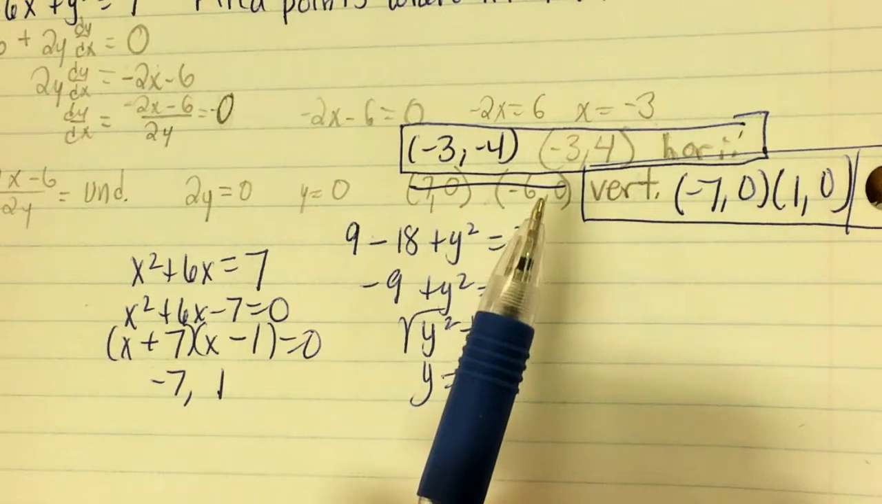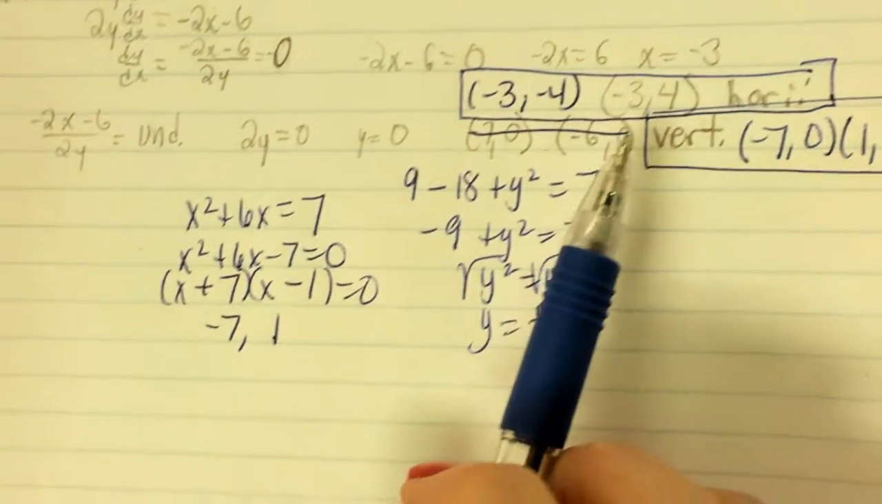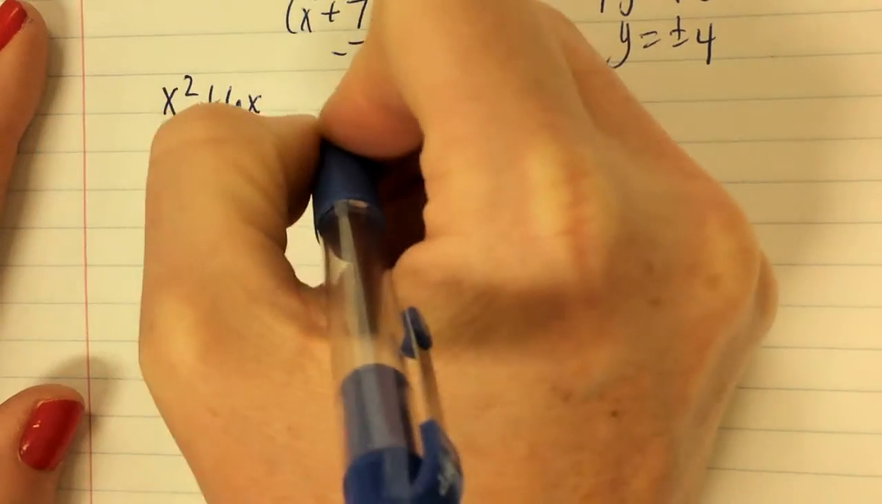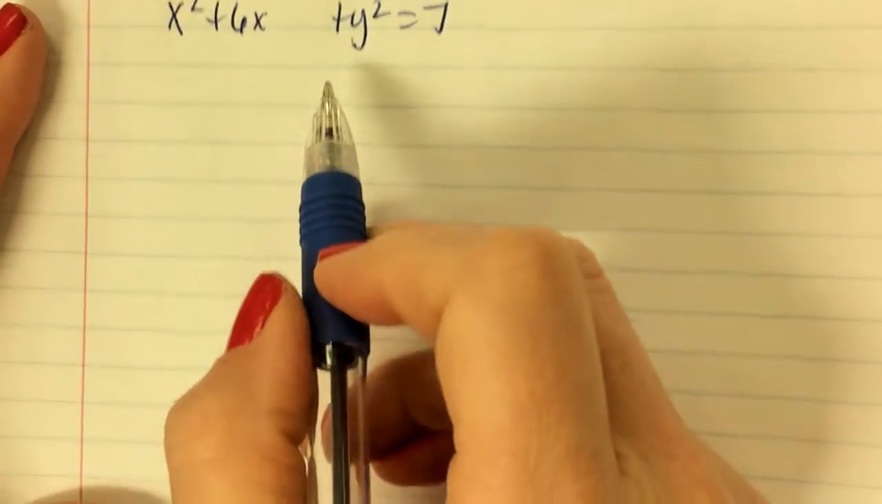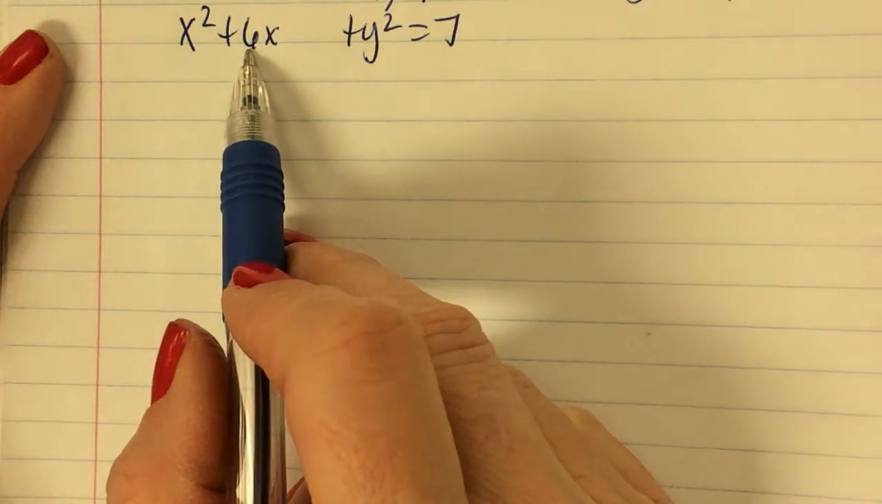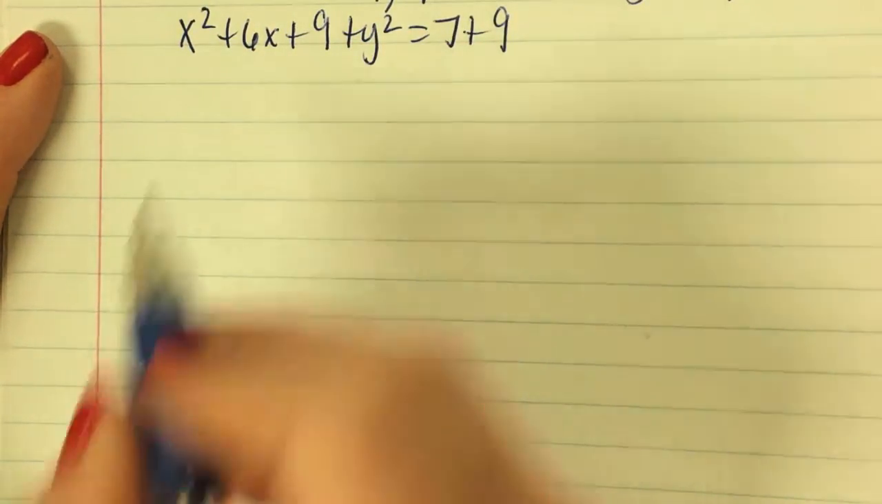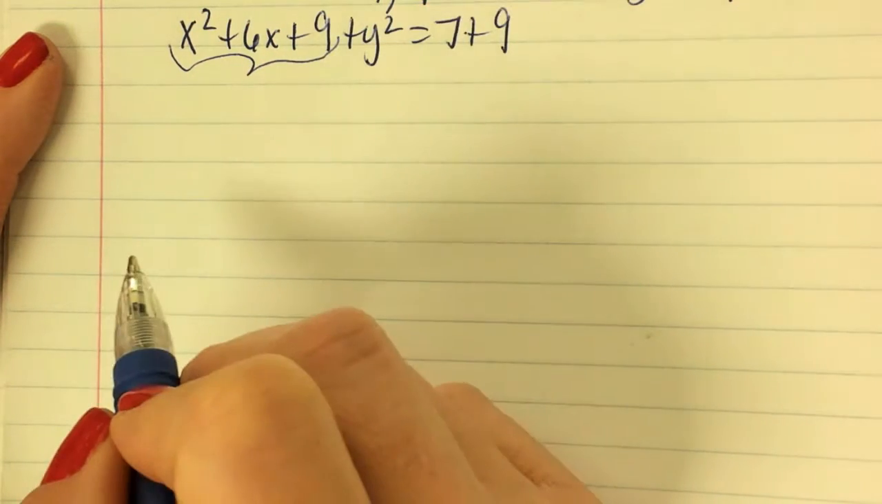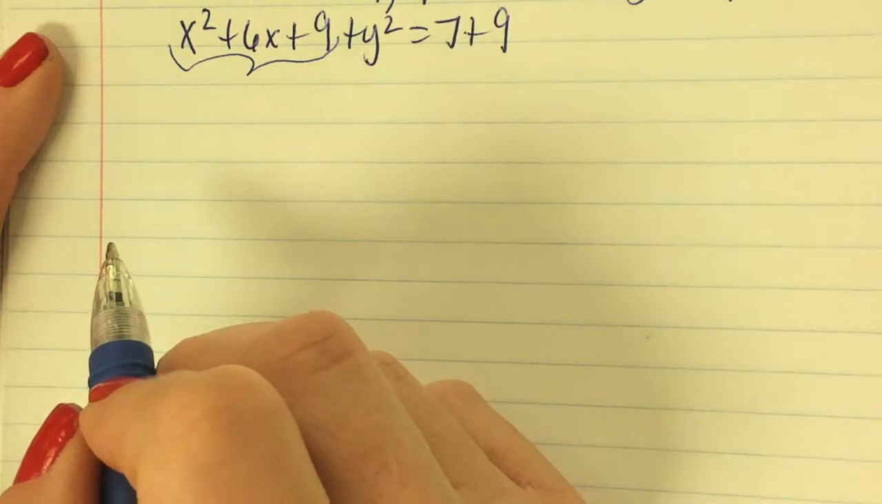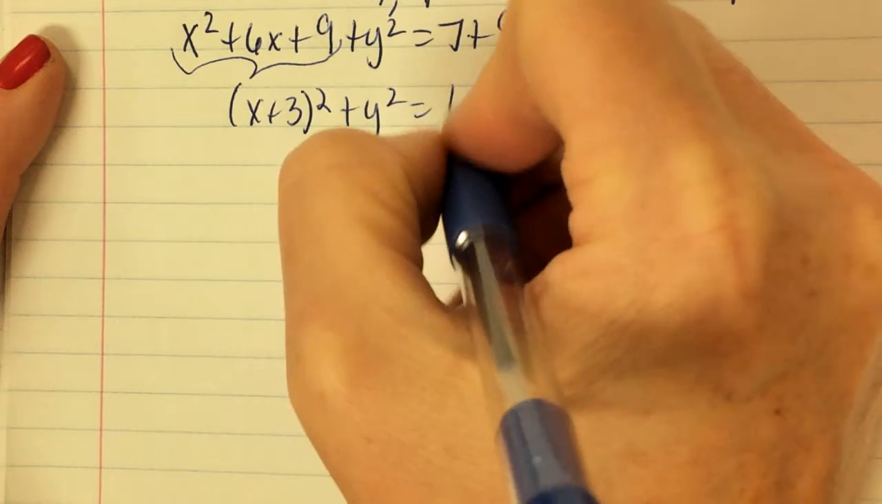Did anyone find these answers without using calculus? Let's talk about how you could do this without even using calculus. What we could do is take that original problem here. Let me write the original again. And I can just complete the square. I want to figure out what this looks like. So I'm going to take half of 6, that's 3, square it, that's 9. So we're going to add 9 to both sides. How does this factor? x plus 3 squared plus y squared equals 16, since 9 and 7 is 16.